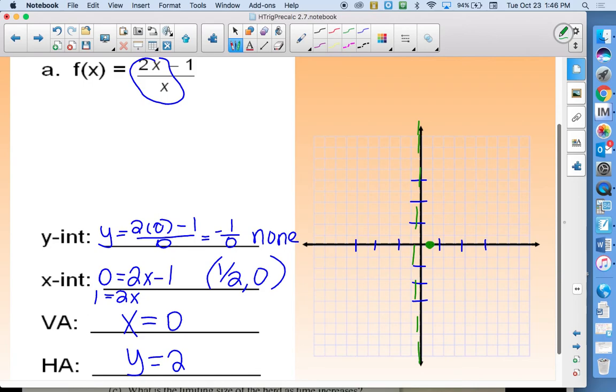And then the horizontal one, y equals, again, make sure you have the correct notation. So it is a line, that's why it gets y equals. It's not just the number 2.